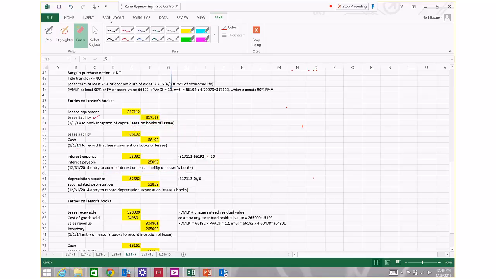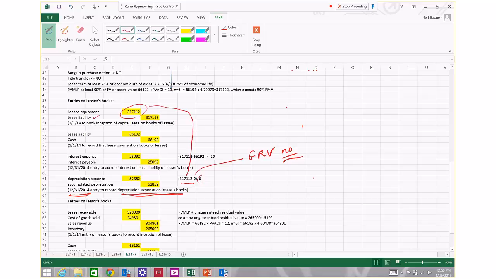And then the final entry that the lessee makes in their accounting records on December 31st, 2014 is to record depreciation expense on this leased asset. So the depreciable base of that leased asset is simply the amount at which they booked the asset in their accounting records, 317,112, minus any guaranteed residual value. There is no guaranteed residual value in this case, so they subtract zero guaranteed residual value from the amount at which they booked the leased asset in their accounting records, and that's the depreciable base of the asset.